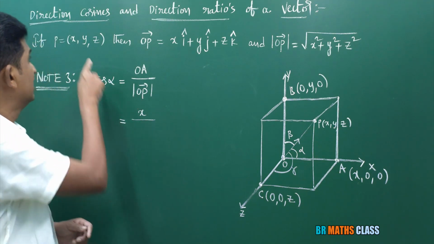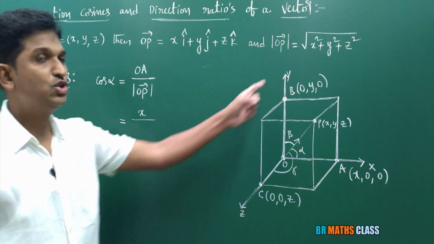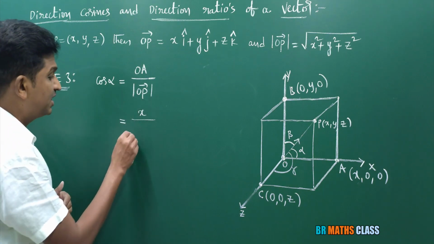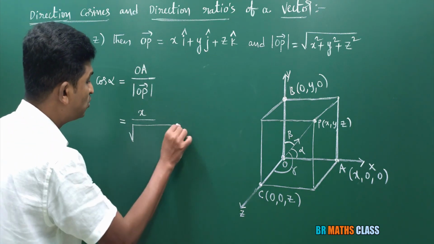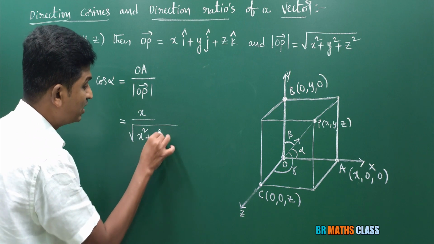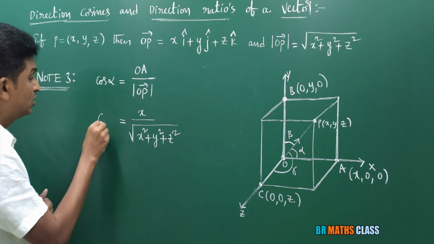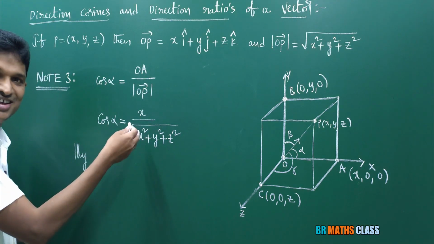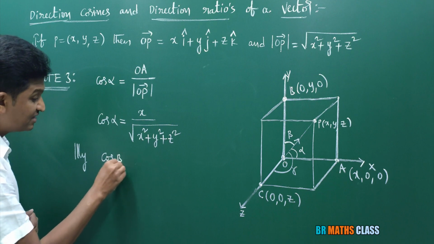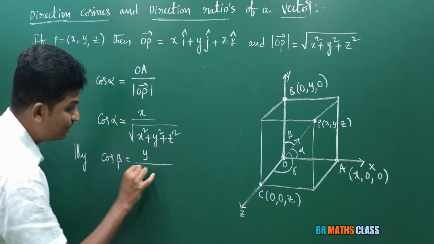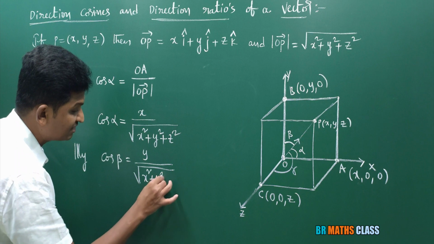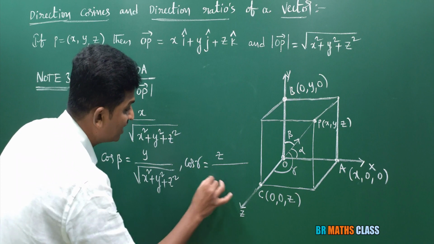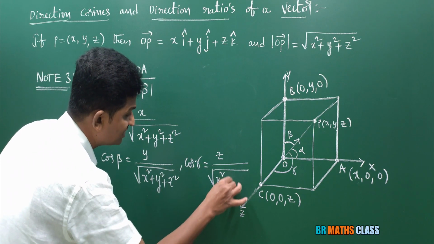In the last class we learned that if P is x comma y comma z, the magnitude of OP bar is root over x square plus y square plus z square. So what is the magnitude of OP bar here? It is root over x square plus y square plus z square. So you got cos alpha. Similarly, I'm not going to explain like this. Similarly, cos beta. What is cos beta? Cos beta is y divided by root over x square plus y square plus z square. What about cos gamma? Cos gamma is z divided by root over x square plus y square plus z square.